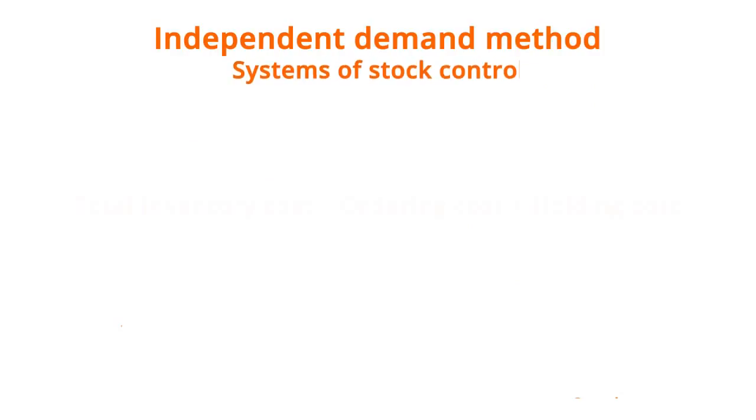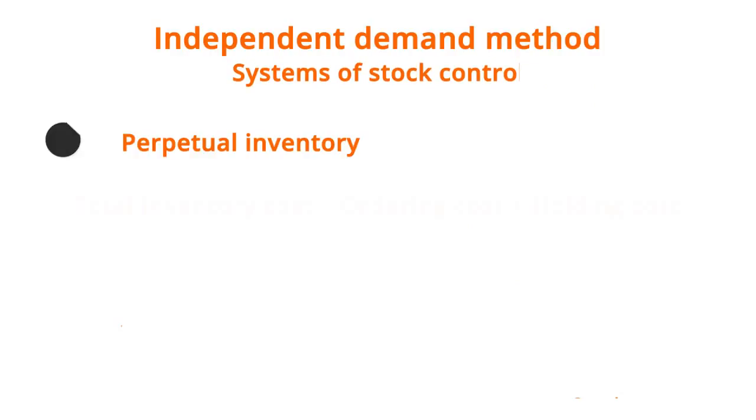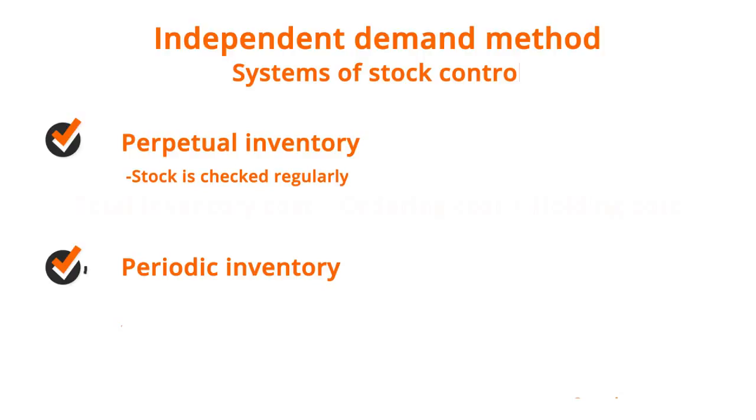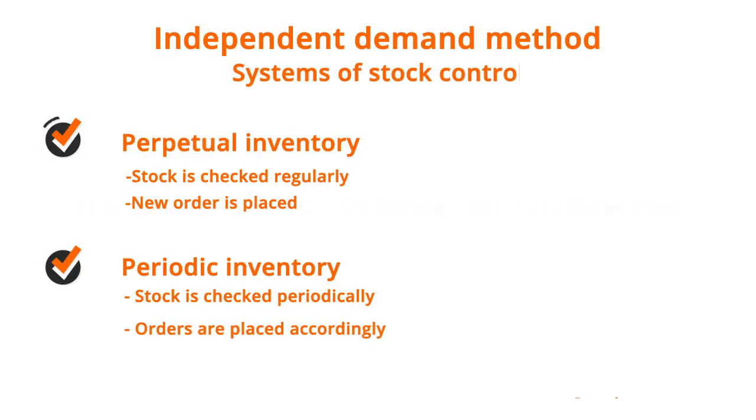So now let's take a look at the independent demand method. There are two typical systems of stock control: the perpetual inventory and the periodic inventory. What is the perpetual inventory? In this inventory system, the stock is checked regularly, and when the stock reaches a certain level, a new order is placed. That certain level is called the reorder level. For every order, the ordered quantity would be fixed. Whereas in periodic inventory, the stock is checked periodically, which can be every week, month, or quarter, and orders are placed accordingly. Ordered quantities would vary for each order.